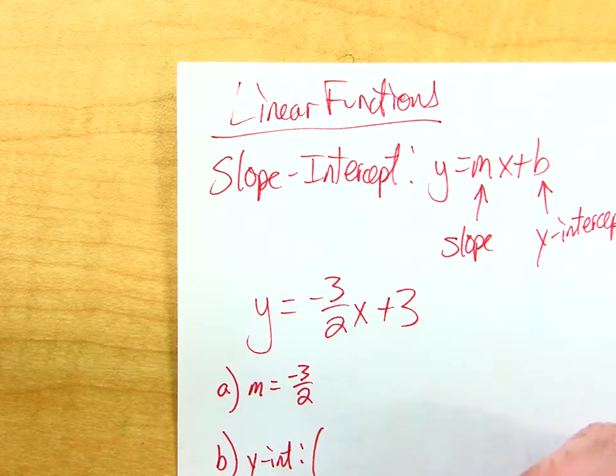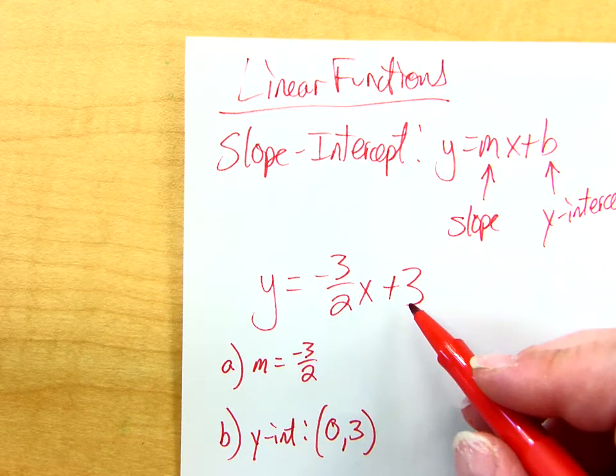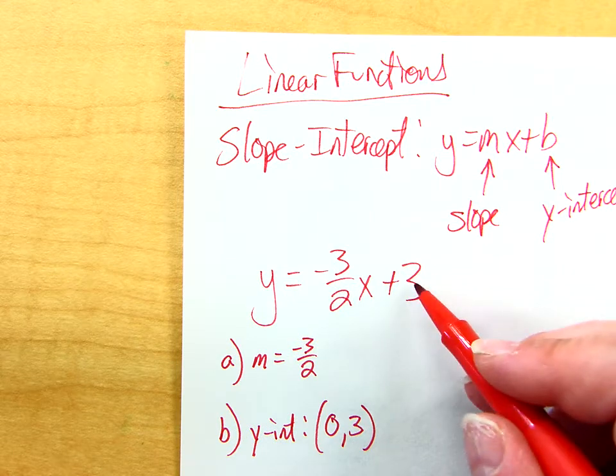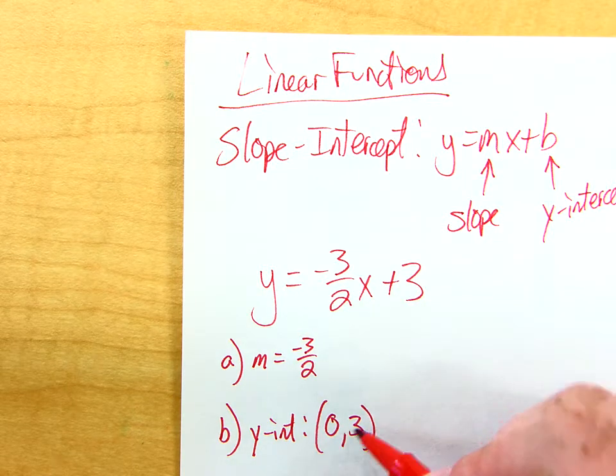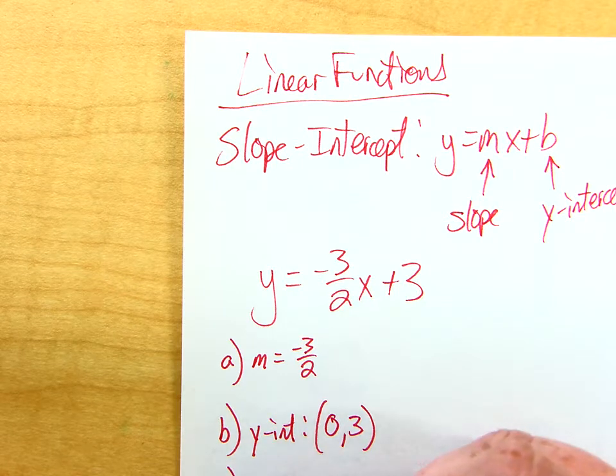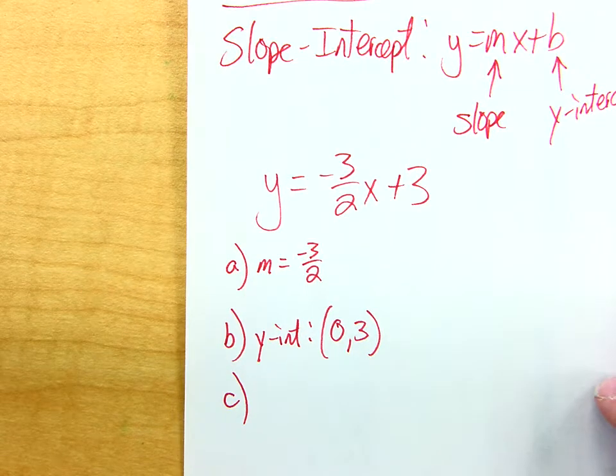B, I asked you to find the y-intercept, but I asked you to write it as an ordered pair. So the y-intercept would be (0, 3). In this form of the line, that last number is the y value where it's crossing the y-axis. If it's going to cross the y-axis, x has to be 0. So (0, 3).